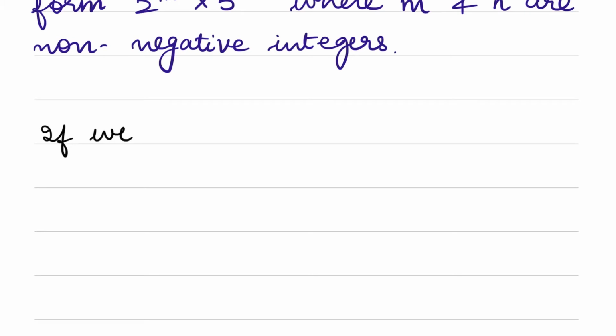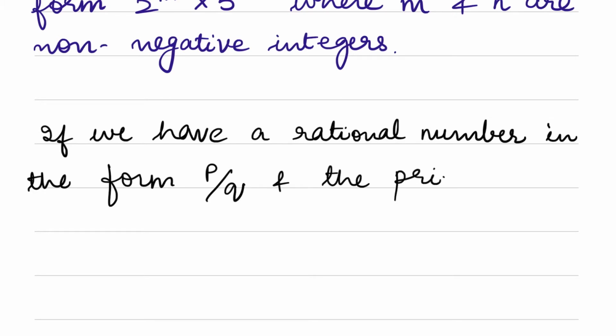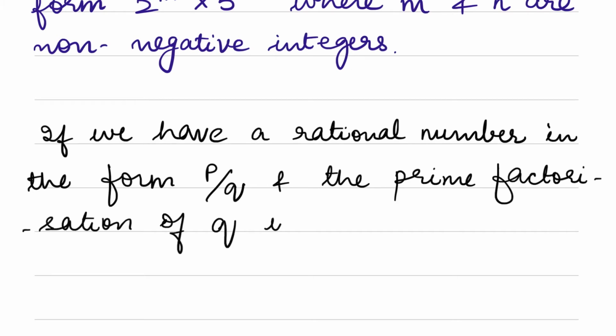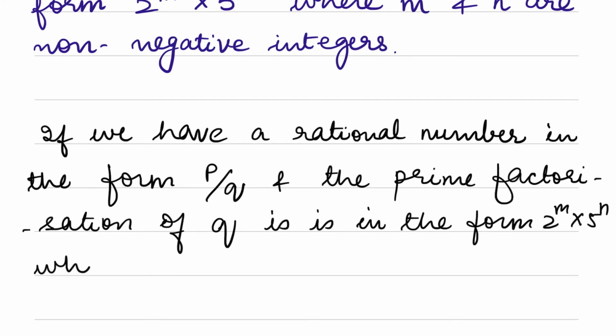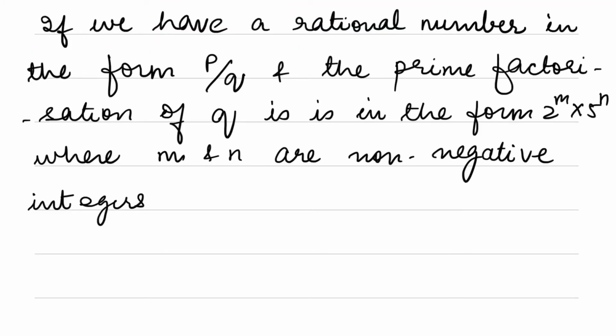So suppose if we have a rational number in the form p by q and the prime factorization of q is in the form 2 raised to the power m into 5 raised to the power n, where m and n are non-negative integers. So let's take the same examples the other way around.